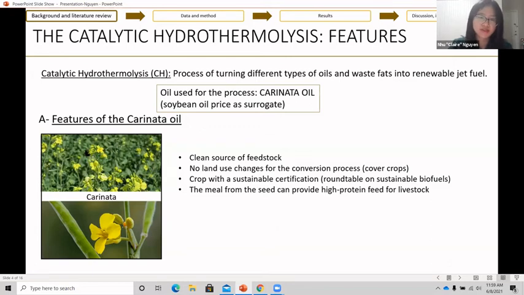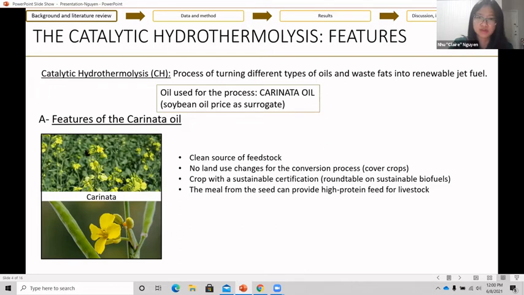First, it is a clean source of feedstock, meaning that it doesn't require a lot of cleaning in order to be converted into high quality biojet fuel. It's different from soybean oil. It doesn't induce land use change for the conversion process because it is a non-food feedstock. And the farmers can grow it during the winter as cover crops. So that is an advantage over soybean oil.